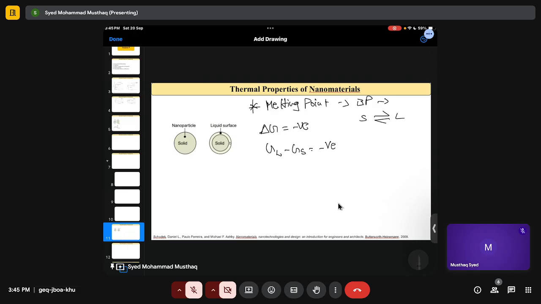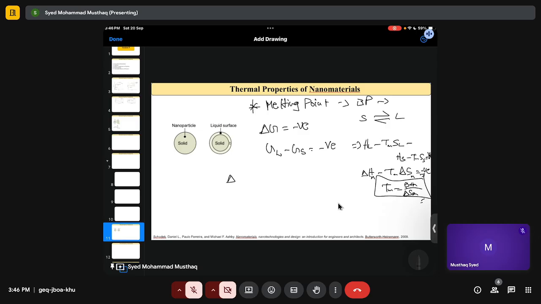Now the free energy of liquid minus the free energy of solid should be negative, that means H_L minus T_m S_L minus H_S minus T_m S_S should be negative, or delta H minus T_m delta S melting should be negative. At equilibrium, when solid and liquid are in equilibrium, this should be 0. Then T_m will be delta H_m upon delta S_m. This is one relation.